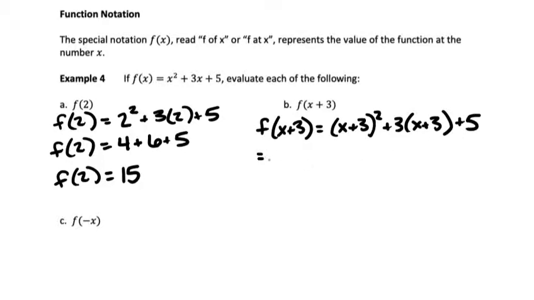Now, we talked last week about what to do when you have (x plus 3) squared. It's not x squared plus 9. You have to multiply x plus 3 times x plus 3.